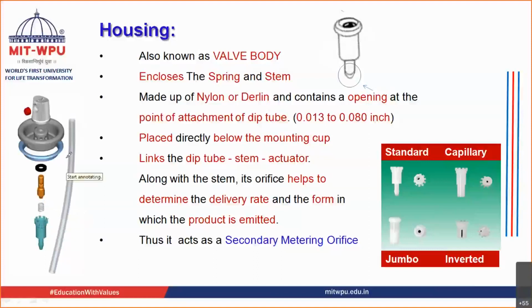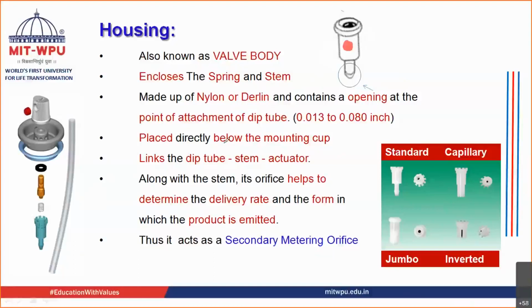Also, the dip tube is attached to the housing at the opening over here. So the housing has an opening at the bottom, and to this opening your dip tube gets attached. So it encloses the spring as well as the stem, and many a time it also consists of a vapor tap, we'll talk about it later. There is a hole over here which is known as a vapor tap. We'll talk about it in my next slide.